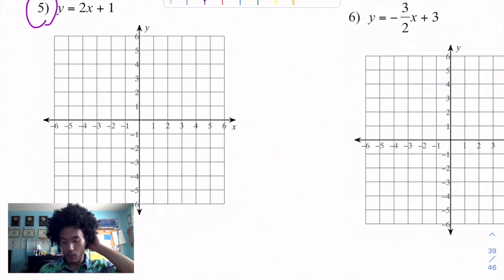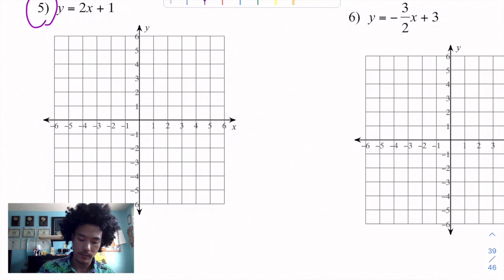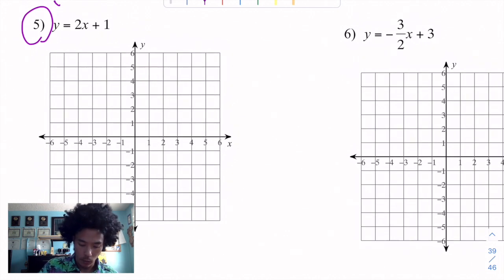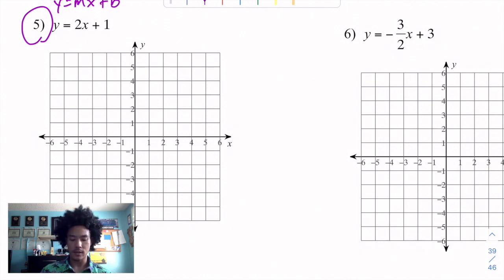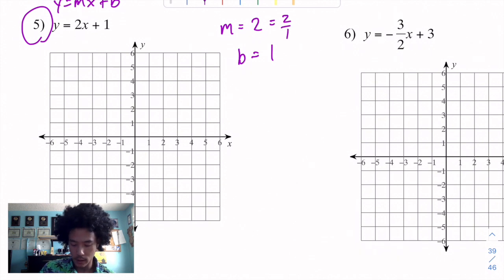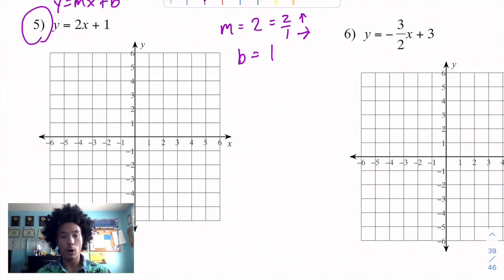So y equals 2x plus 1. Again, y equals mx plus b, so let's label this here. Our b is 1. And what's our slope? Our slope is 2, right? Another way that we can write 2 as a fraction is 2 over 1. That means I'm going up 2 and to the right 1. That's that rise over run. Once we identify that, that's the hardest part.